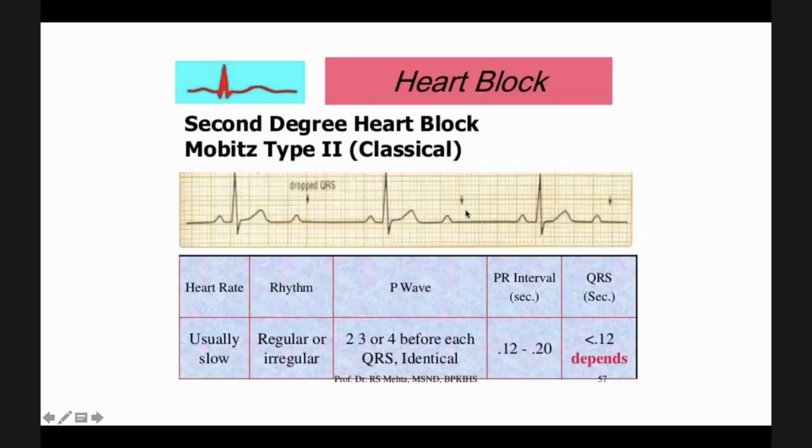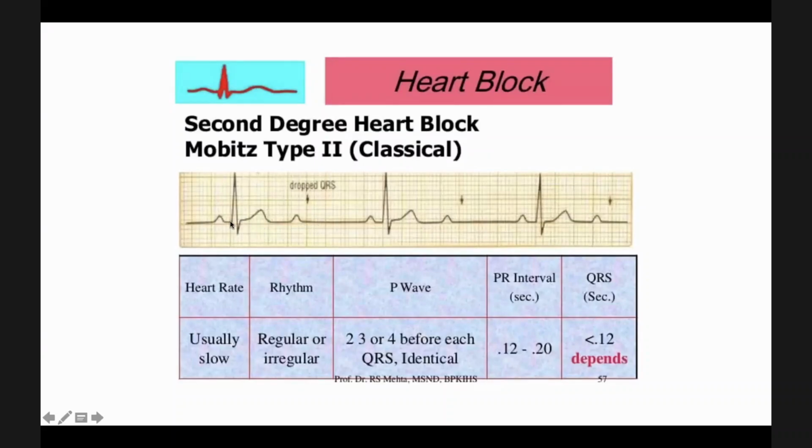And this is the Mobitz type 2. With this, it could be a 2 to 1 block or 3 to 1 block, because after 1 P, the QRS is there, and after the second P, there's a drop of QRS. Then for 2 P's, 1 is dropped. You call it a 2 to 1 block.